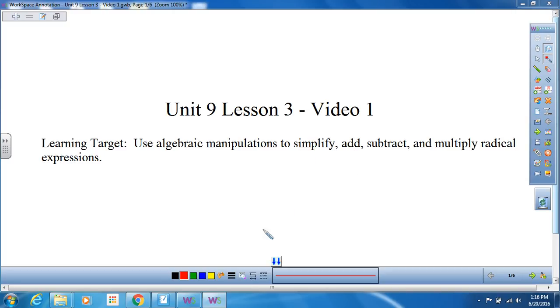This is video 1, Unit 9, Lesson 3. We're going to continue simplifying, and we're going to work on multiplying in this lesson.